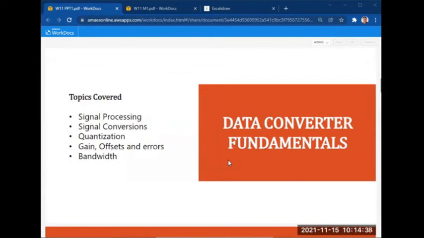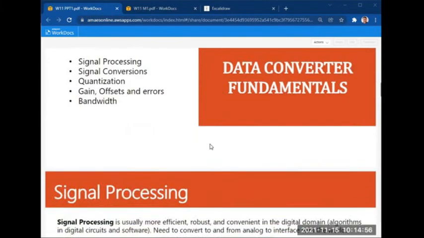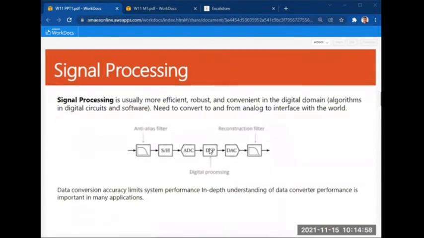As usual, I will jump from the presentation to the module from time to time for a better explanation. Okay, so let's start with signal processing.